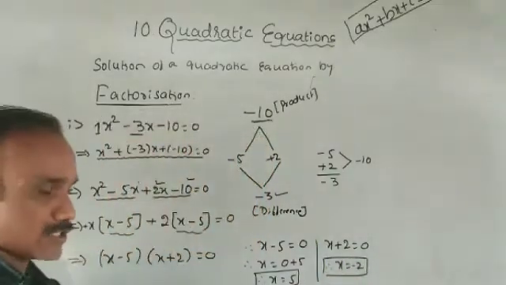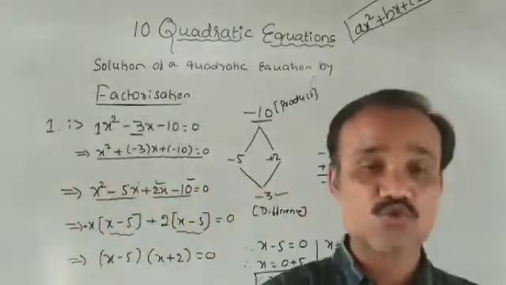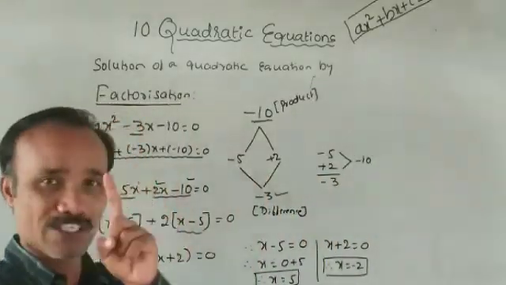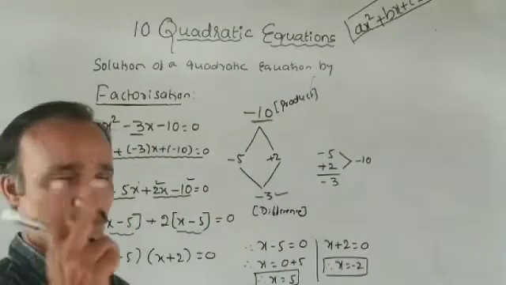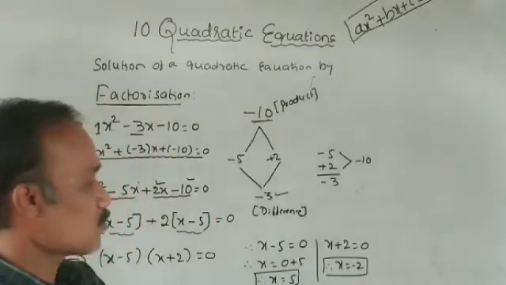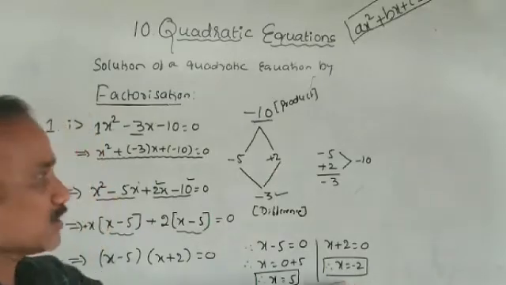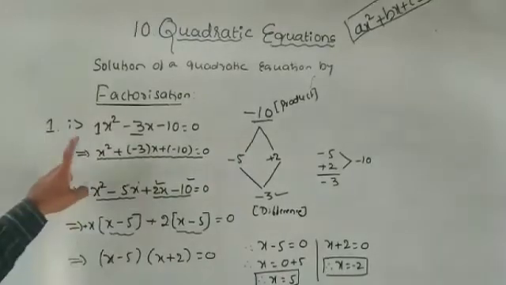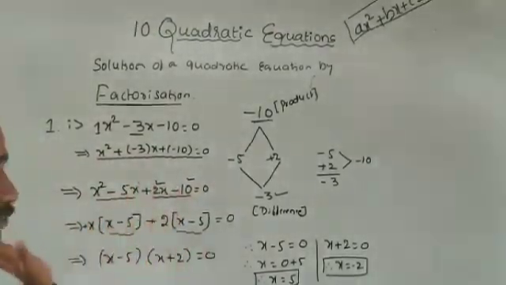I told you in previous classes, a quadratic equation has 2 roots. A linear equation has only 1 root. So these 2 are the answer. 1 is 5. So another one is minus 2. So this is the procedure. Okay? Yes, any doubt regarding this? Find the factor and simplify.